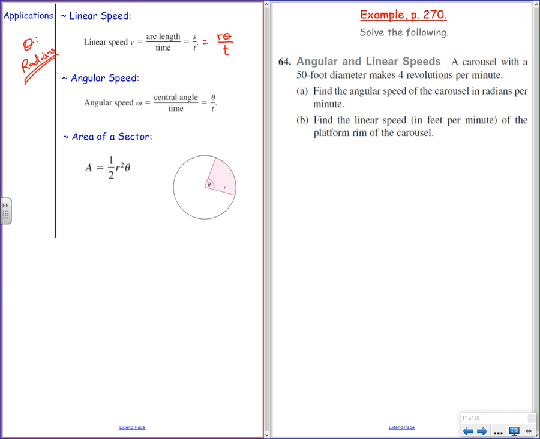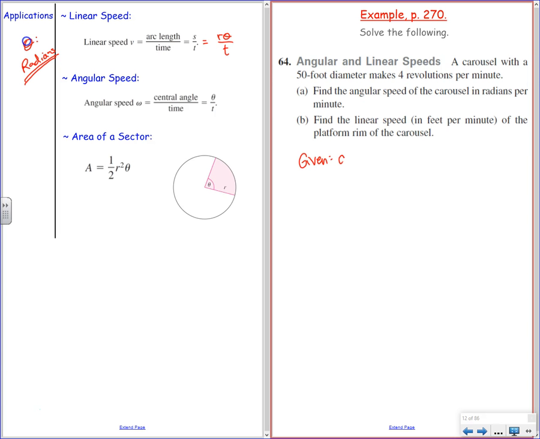The carousel, what are we given? How would you guys write this down if you were trying to shorten it but still get all the important information when you write your problems and directions in homework? Good. We could say given d, which is the diameter, is 50 feet. What else do we say? Yeah, we could say 4 RPM. Revolutions per minute. Maybe you guys know what RPM actually stands for. Anyway, another way of looking at that is 4 revolutions per minute. Letter A asks for what?